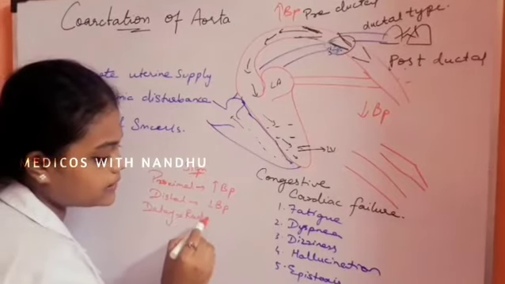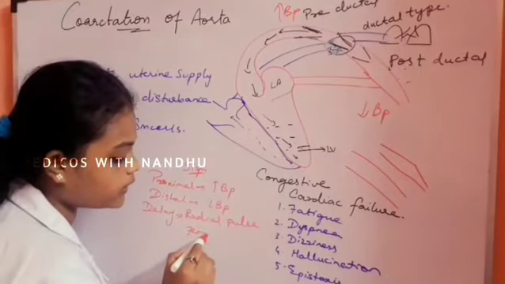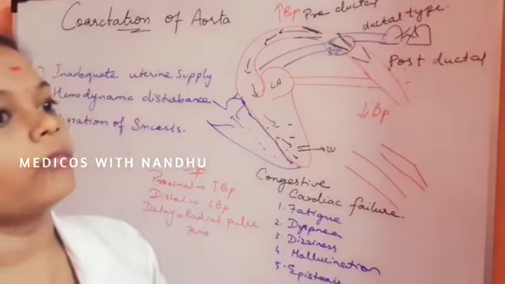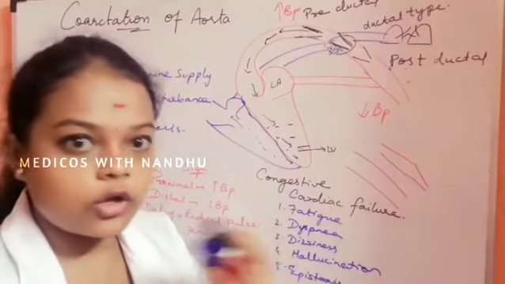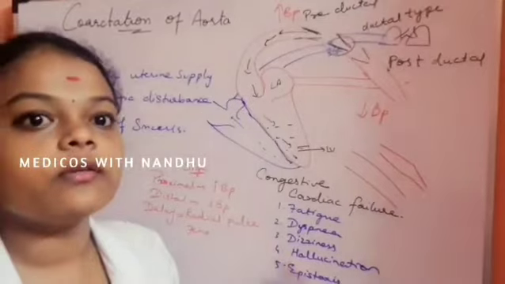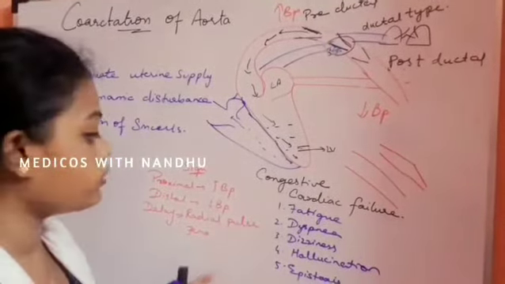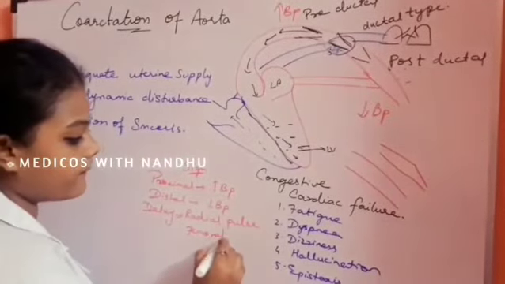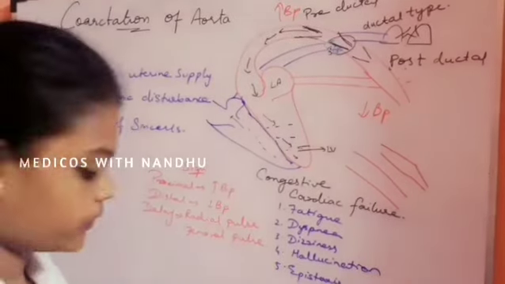and there will be a delay between the radial pulse and femoral pulse. Okay, it will not be the same. The blood pressure will not be normal at the two parts, radial and femoral. So it will be differentiated. Radial pulse will be more and femoral pulse will be less. So there is a delayed pulse on the radial and femoral artery.